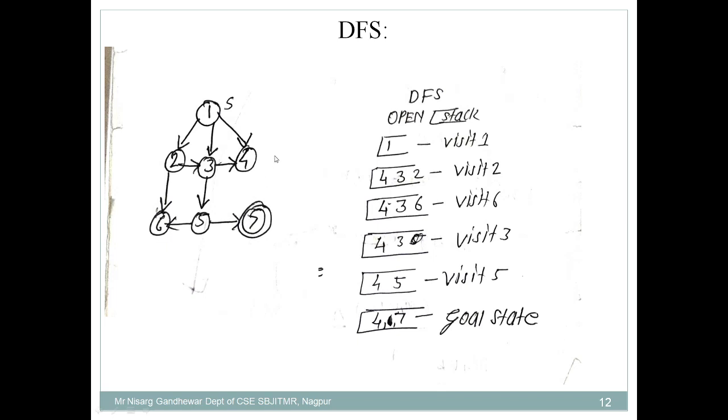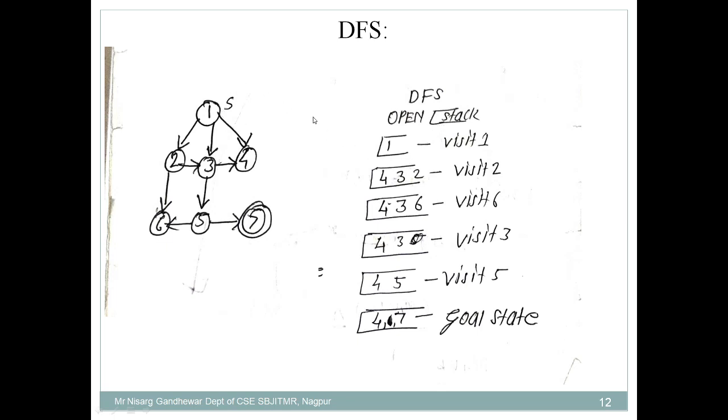Now, you know that breadth first search makes use of a data structure called a queue, whereas depth first search makes use of a data structure called a stack. A queue works on the principle of first in first out, whereas depth first search works on the principle of last in first out. So in case of DFS we are making use of a stack.